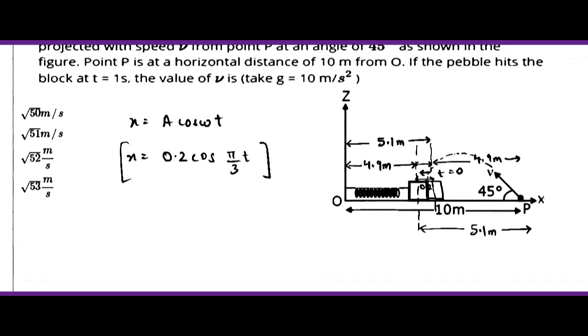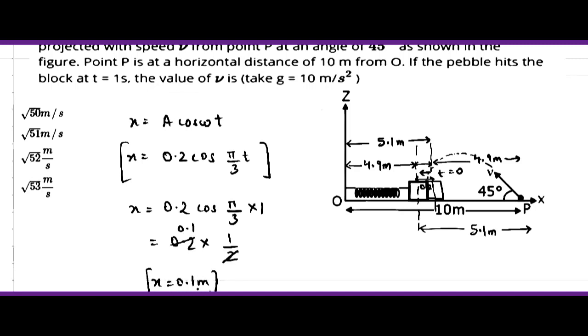Now at 1 second the block will be at 0.2 into cos(pi by 3 into t), with t as 1, so we have 0.2 into cos(pi by 3), which is 1 by 2. So this will become 0.1, and we will have x equals 0.1 meters. Okay, so let me draw this clearly and explain.